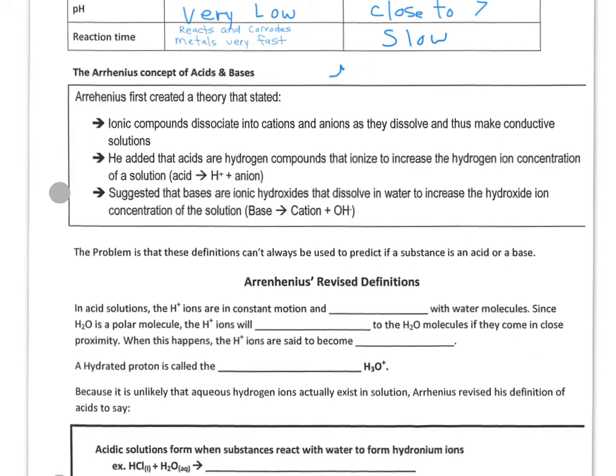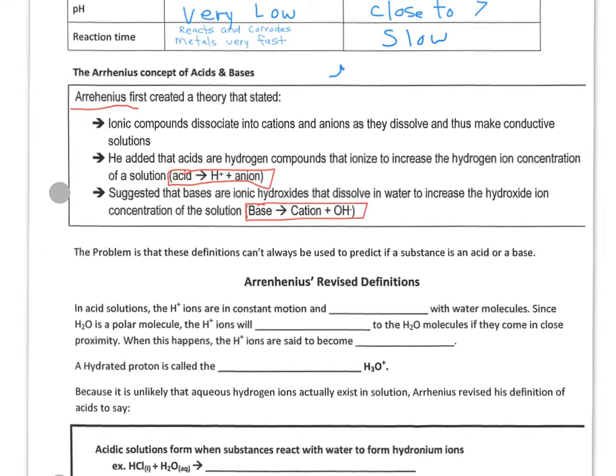Because of the way these acids and bases behaved in water, this guy named Arrhenius came up with a theory. Basically he said that ionic compounds dissociate into cations and anions, and that's what makes a solution conductive. And we know that's true. He added that acids are hydrogen compounds that increase the hydrogen ion concentration of a solution, something that looks like this. And he suggested that bases are ionic hydroxides that increase the hydroxide ion concentration in solution, so something like this.